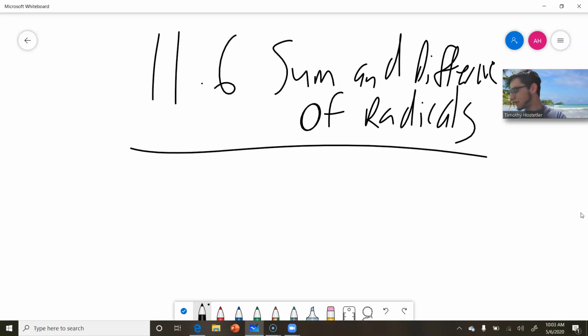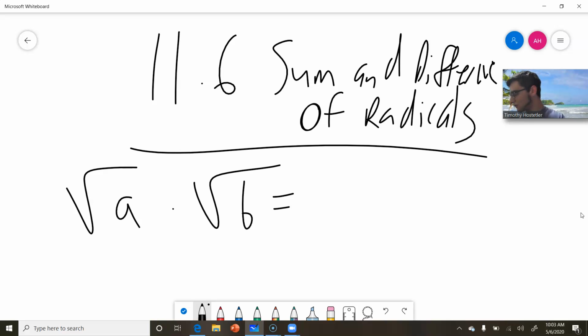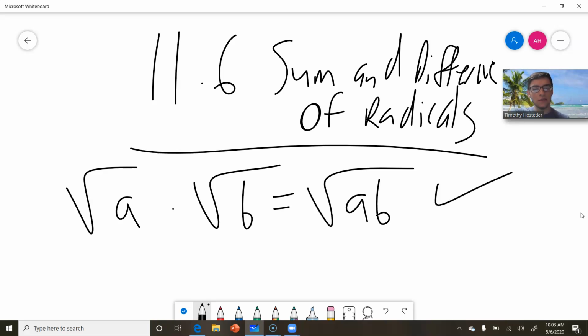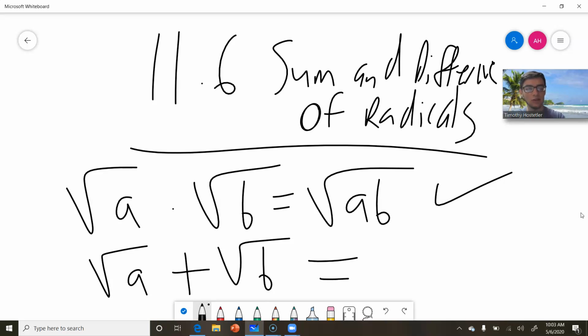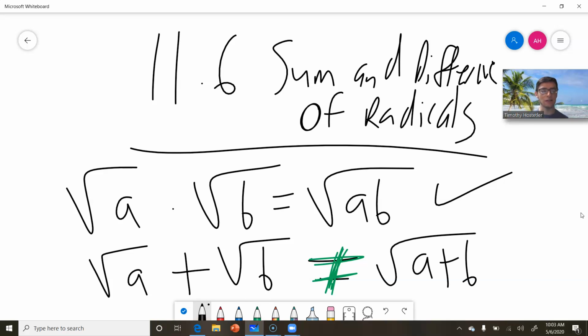So if you remember yesterday's lesson, we had the square root of a times the square root of b equals the square root of ab. A times b, we did that yesterday, and that's good. But today's lesson: the square root of a plus the square root of b does not equal the square root of a plus b. Okay, so that is not true.